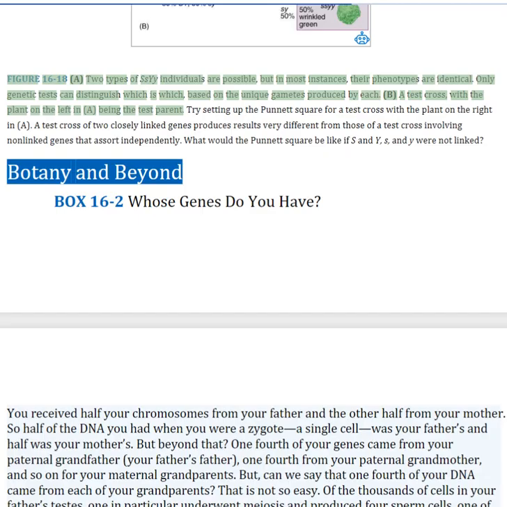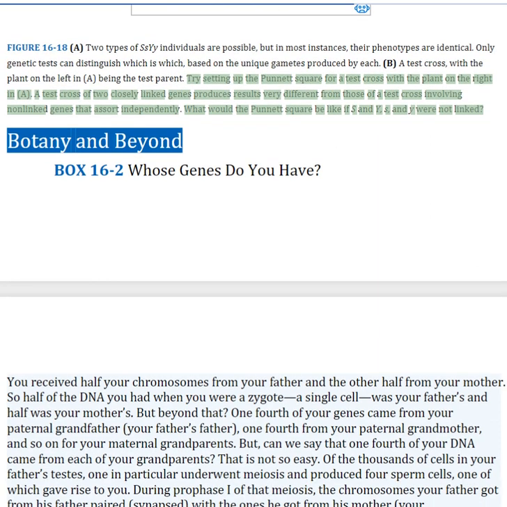Figure 16-18: 2 types of SsYy individuals are possible, but in most instances, their phenotypes are identical. Only genetic tests can distinguish which is which, based on the unique gametes produced by each. A test cross, with the plant on the left in the figure being the test parent. Try setting up the Punnett square for a test cross with the plant on the right in the figure. A test cross of 2 closely linked genes produces results very different from those of a test cross involving non-linked genes that assort independently. What would the Punnett square be like if S and Y were not linked?